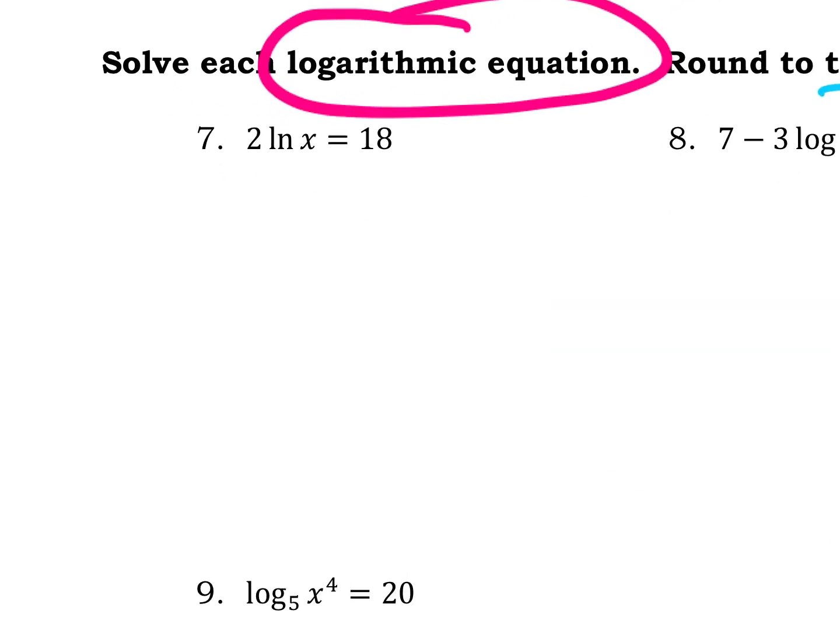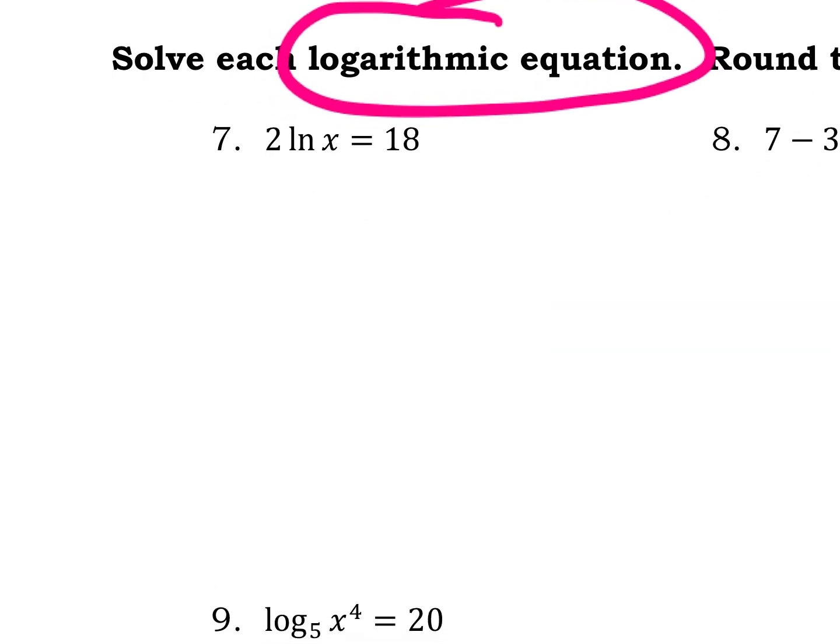All right, let's look at some examples here. Logarithmic equation. I'm seeing numbers out front though that we need to deal with before we can rewrite using exponents. So I'm going to divide both sides here by 2.